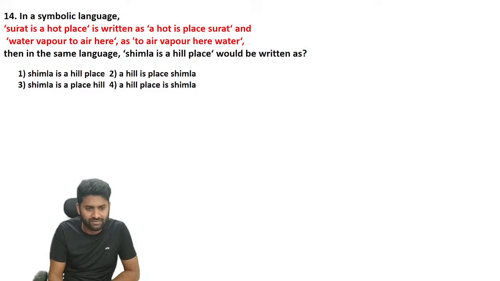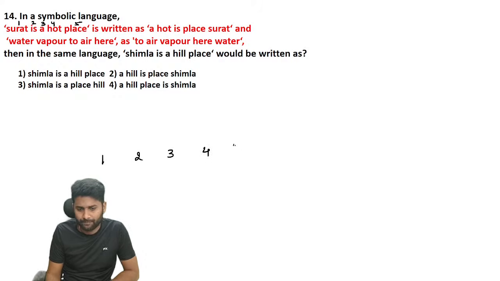Let's understand that. See, 1, 2, 3, 4, 5. These are the words. How are they split into different positions? The first one is 3. The next one is 4. The next is represented as 2. Place is 5. And Surat is 1. So they are coded as 3, 4, 2, 5, 1.